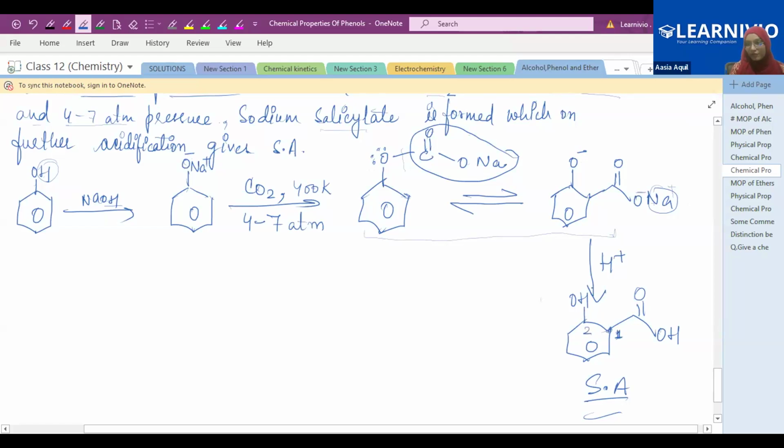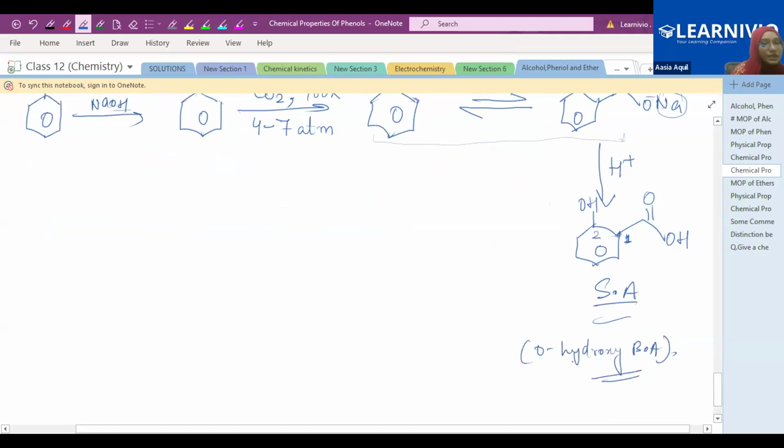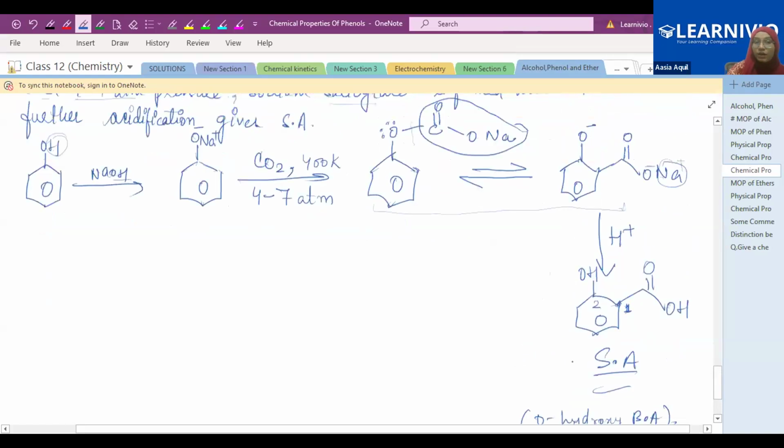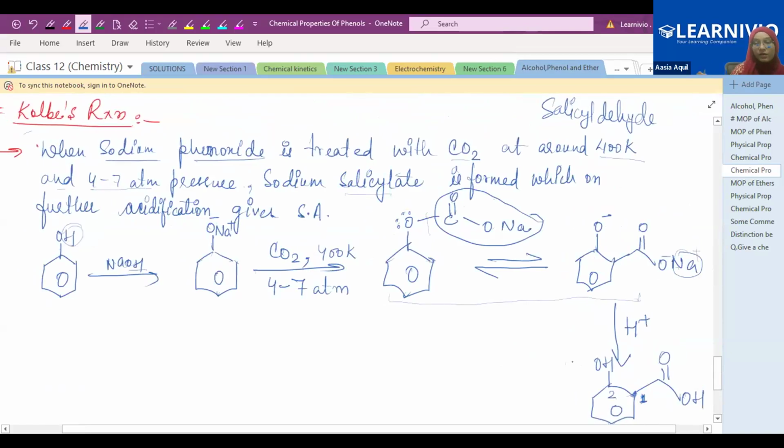So on the ortho position the hydroxyl group is attached. So this is your ortho hydroxybenzoic acid. Again, in your exam, they can give you anything. They can ask you by the name reaction, Kolbe reaction, or sometimes they will indirectly ask you, like convert the phenol to the ortho hydroxybenzoic acid or salicylic acid. So that's how you will convert this. Clear to everyone?